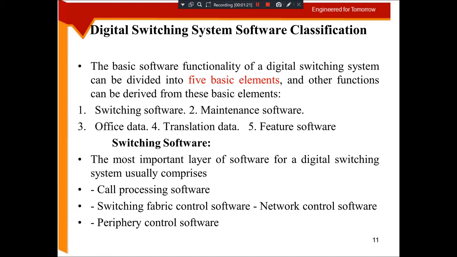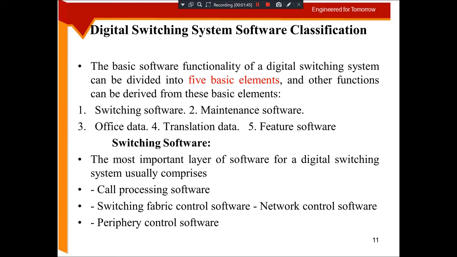So switching software, the most important layer of software of a digital switching system, usually comprises call processing software, that means how the call is going to be processed, then switching fabric control software, network control software, peripheral control software. So these are the main important things on which the digital switching software is going to be dependent.